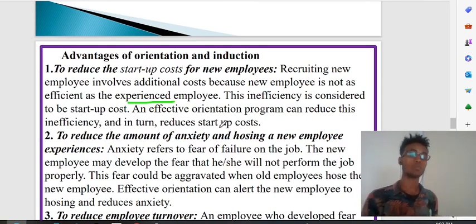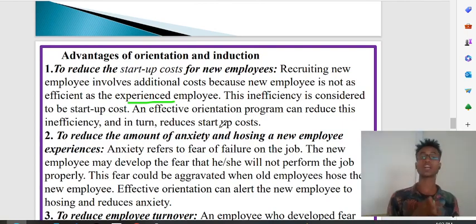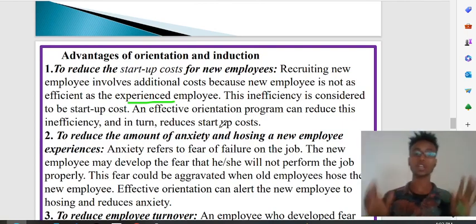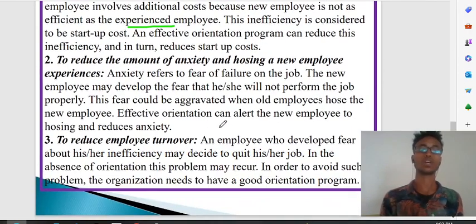That is a cost for the organization. But if we give orientation and direction to that specific placed employee, all such costs are reduced. This is one advantage of orientation. It also reduces the anxiety of new employees.